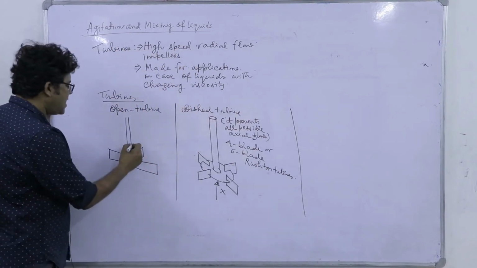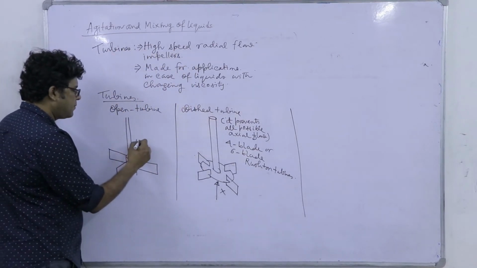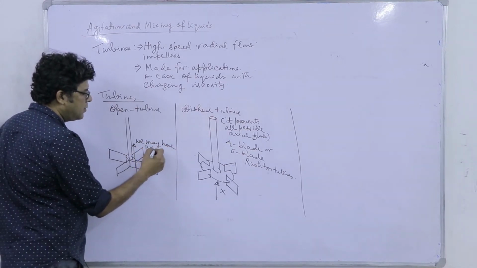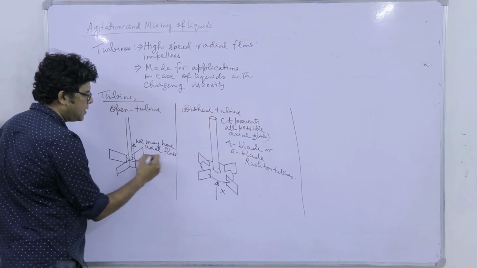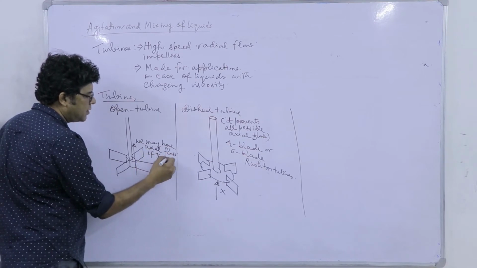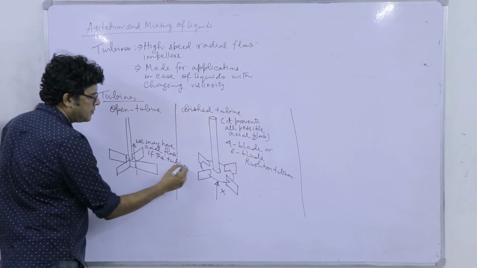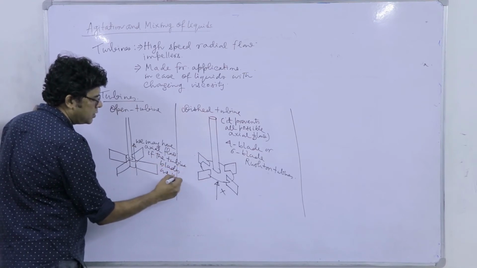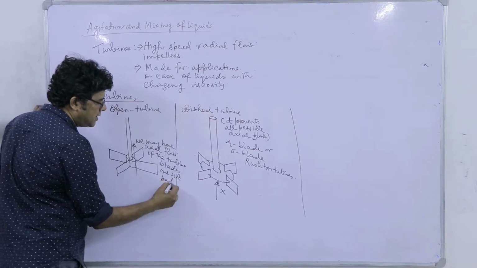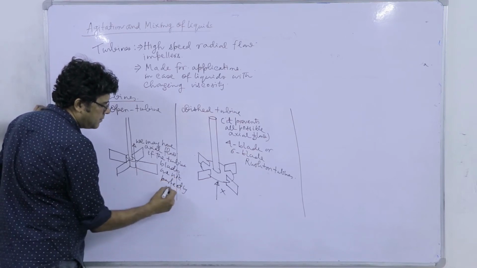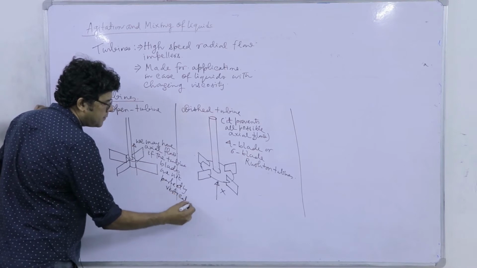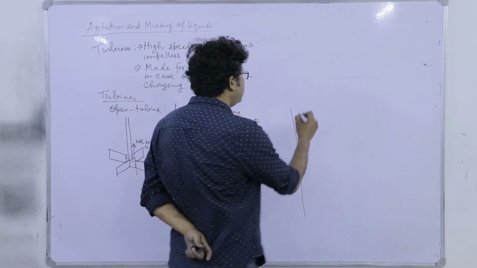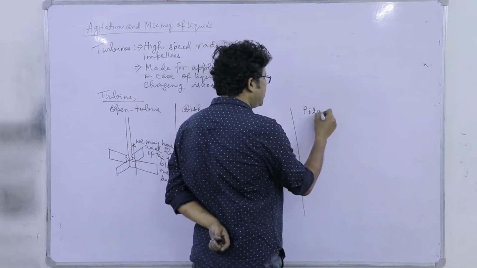However, here we may have axial flow, right? If the plates or turbine blades are not perfectly vertical. Now, if I intentionally want to generate this axial flow, we will use a pitched blade turbine.